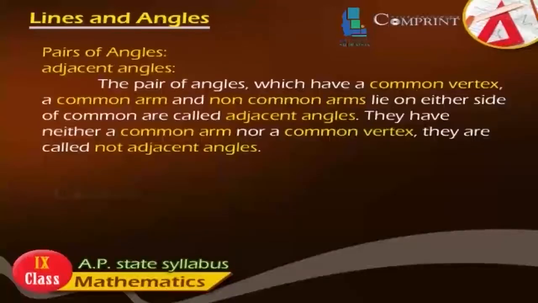Adjacent angles. The pair of angles which have a common vertex, a common arm and non-common arms lying on either side of the common arm are called adjacent angles. If they have neither a common arm nor a common vertex, they are called non-adjacent angles.